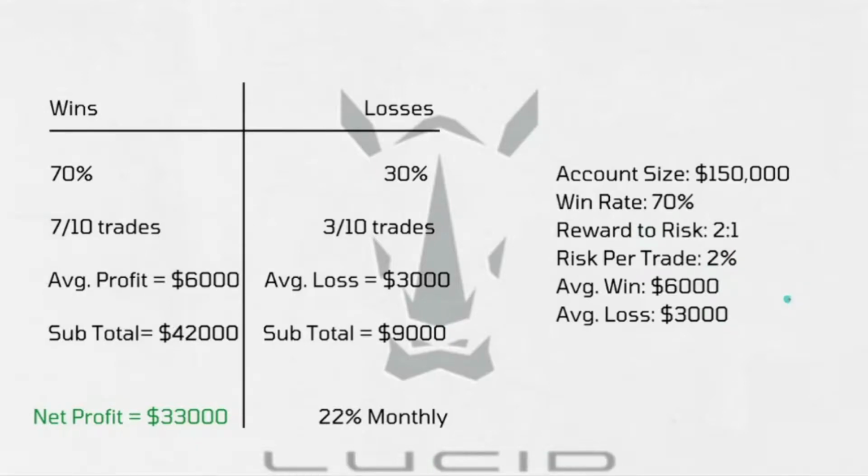So this is the last example I'll show. This is going to be the same thing, $150,000 account size. Our win rate went up 20%. Now we're winning 7 out of 10 trades and only losing 3 out of 10. And our risk per trade is still 2%. We're still only going for 2-to-1. 2-to-1 is not that hard, guys.